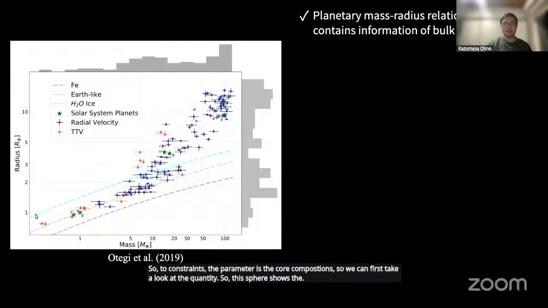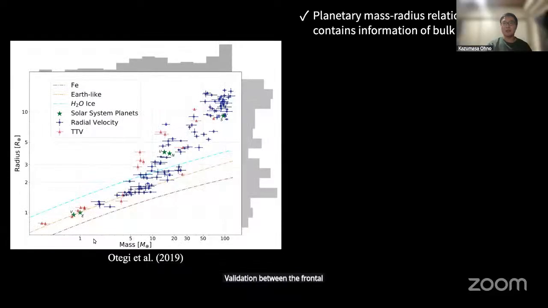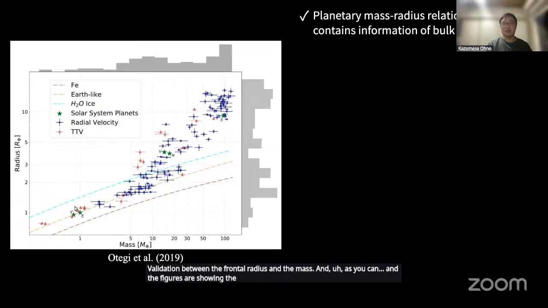The relation between the planetary radius and the mass. As you can see, the figures are showing three dashed lines, which are the theoretically expected mass-radius relations for pure water planets, rocky planets, and, I think, iron-rich planets.